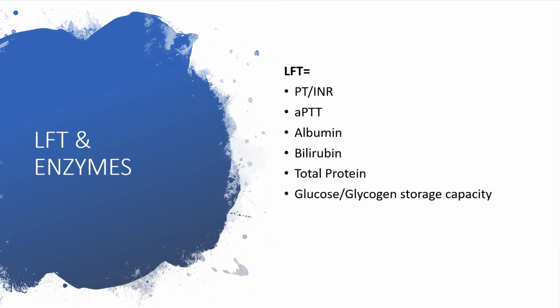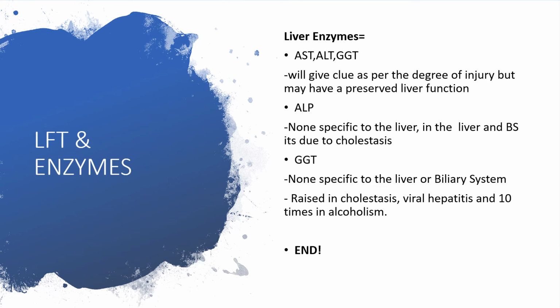Then how about the total protein and glucose/glycogen storage capability? Or we are even dealing with glycogen storage disease. All these are pointing to the functional capability of the liver. On the other hand, when the question is about liver enzymes, then we'll be dealing with AST, ALT, GGT, ALP.